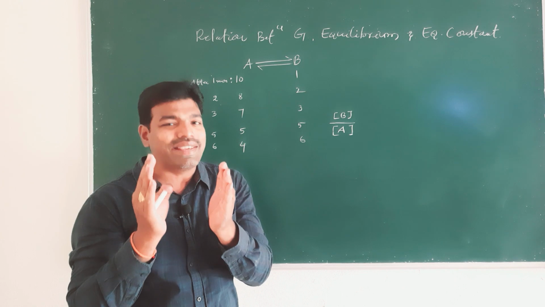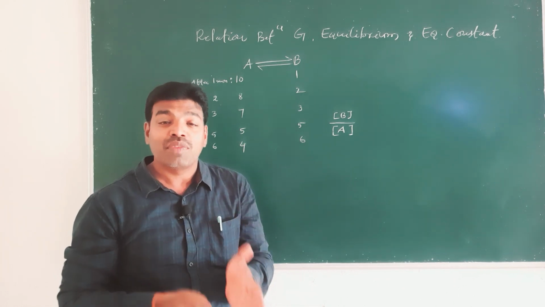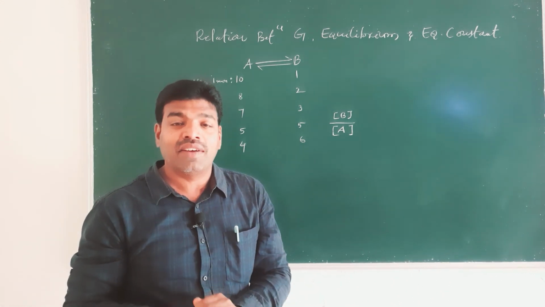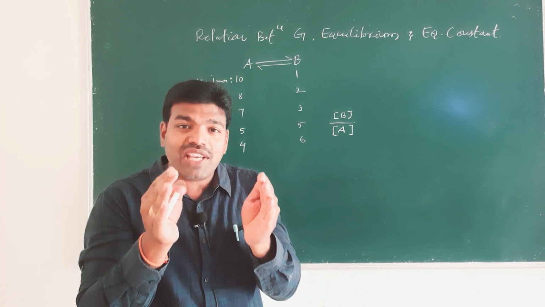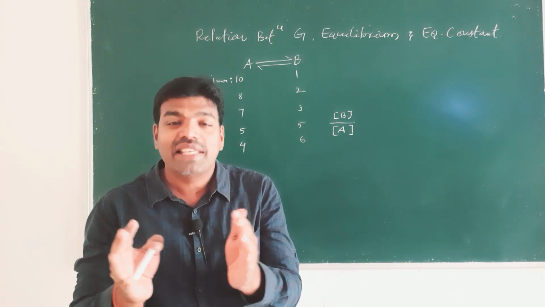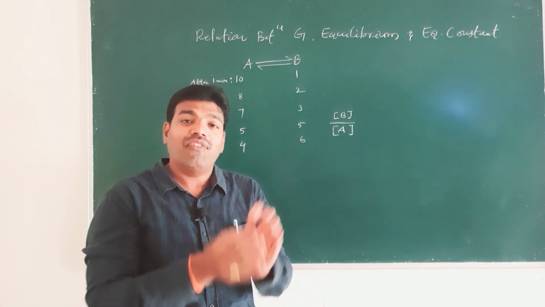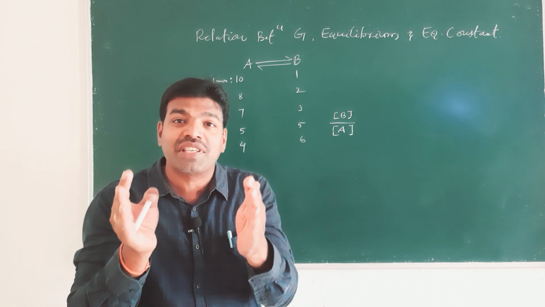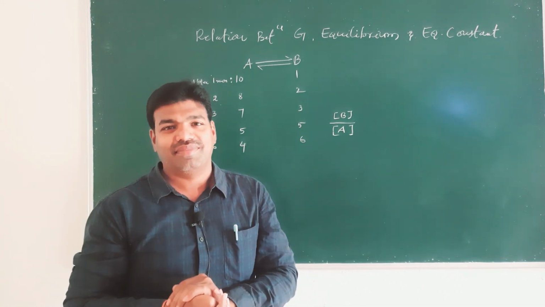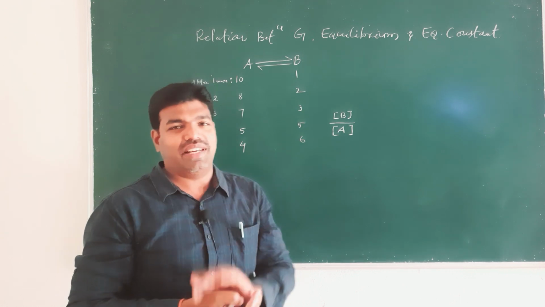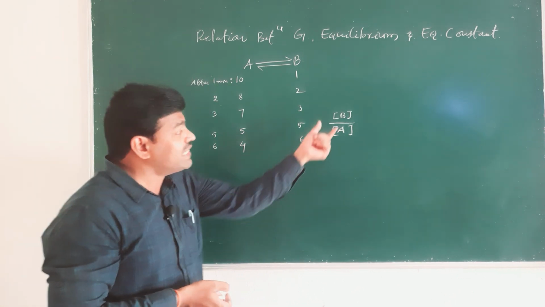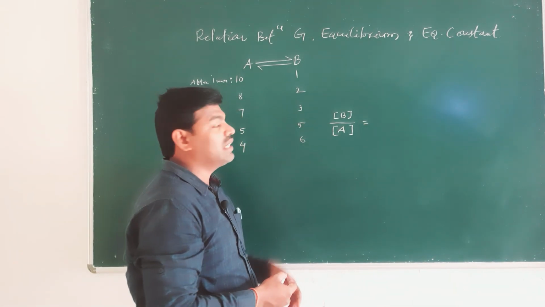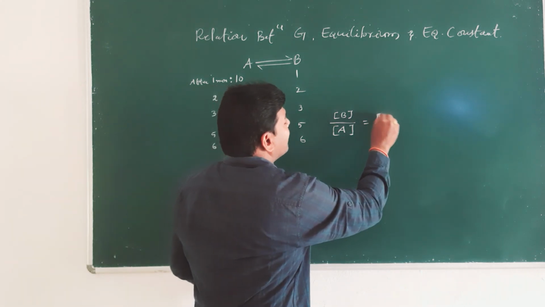When that reaction mixture becomes constant, that indicates the equilibrium. Therefore, we can understand that when equilibrium is established, the composition of the reaction mixture becomes constant. And when the composition of the reaction mixture becomes constant, this constant is called the equilibrium constant.